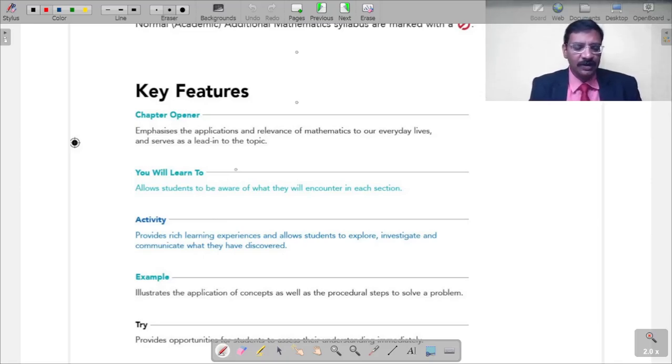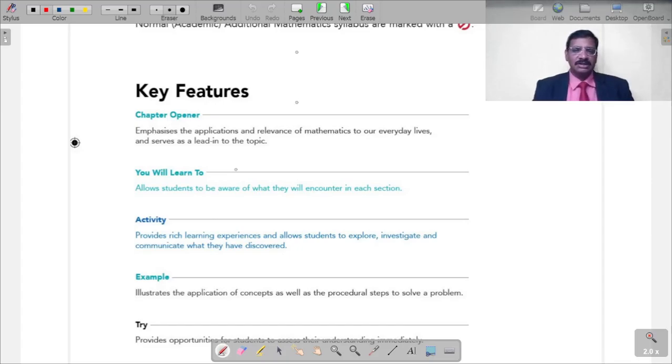The chapter opener emphasizes the application and relevance of mathematics to our everyday lives and serves as a lead into the topic. So this is very basic level. Whenever you want to get interested in any particular problem, you have to understand where exactly that kind of mathematics will be used in our day-to-day life. Then only will you get the interest. That part is taken care of by the chapter opener, where it emphasizes the applications and relevance of mathematics to our everyday lives and serves as a lead into the topic. So this is the first part.